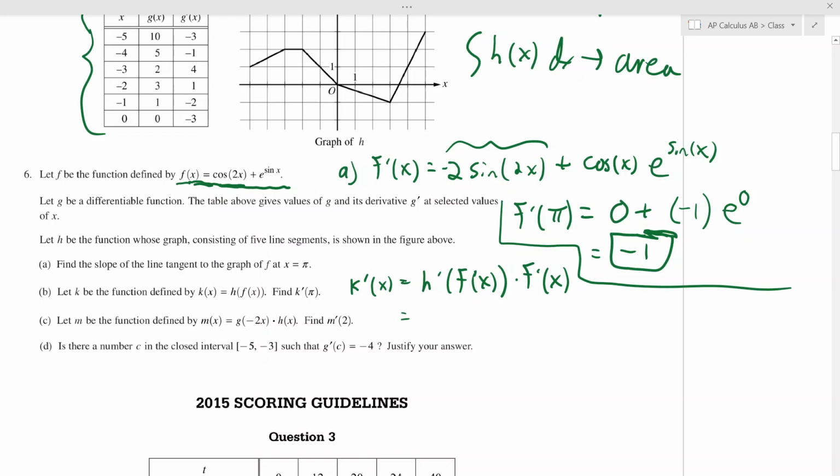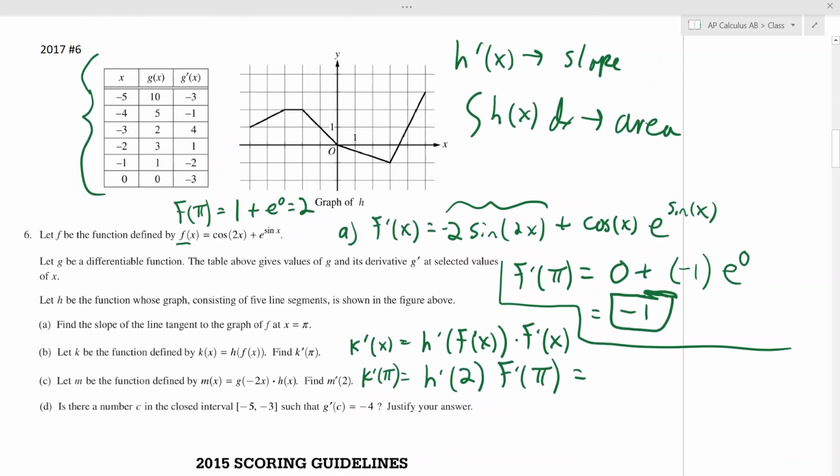So we need k prime of pi, which is h prime of f of pi. But f is this. So to find f of pi, we just plug pi in. You're going to get cosine of 2 pi, that's 1, plus e to the sine of pi, that's e to the 0, which is also 1, and 1 plus 1 is 2. So we need h prime of 2 times f prime of pi. But we already found f prime of pi in the last question.